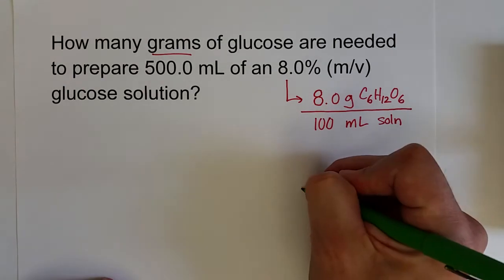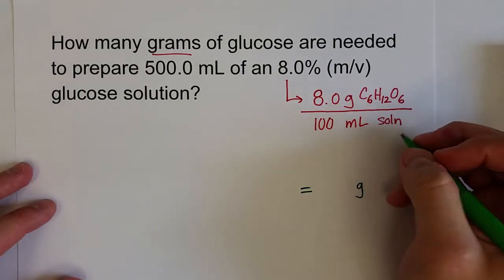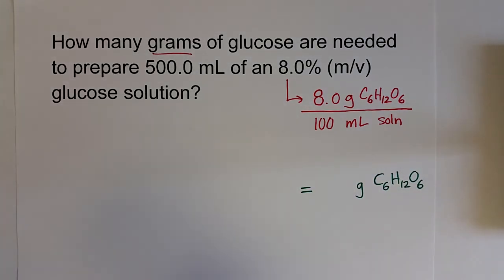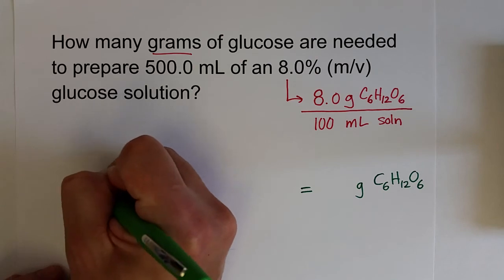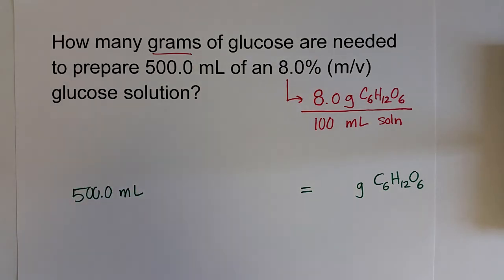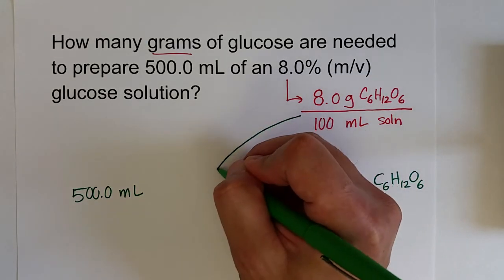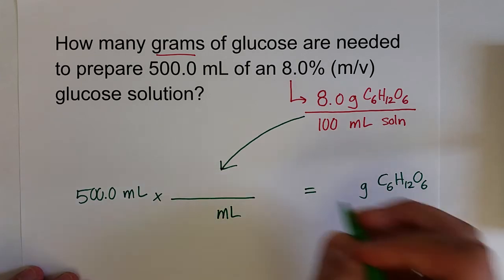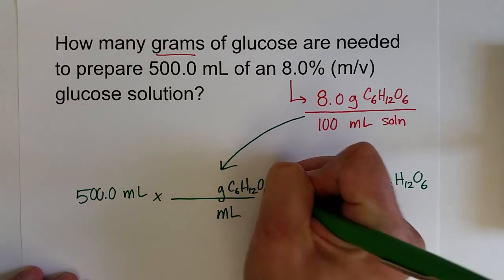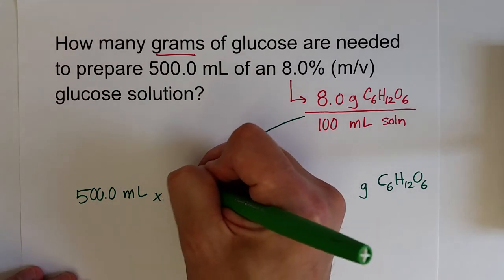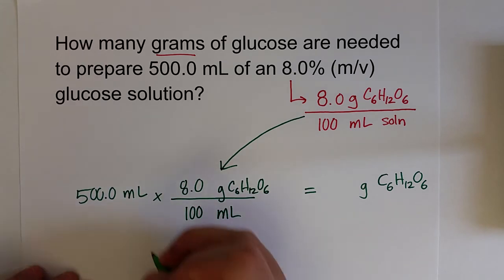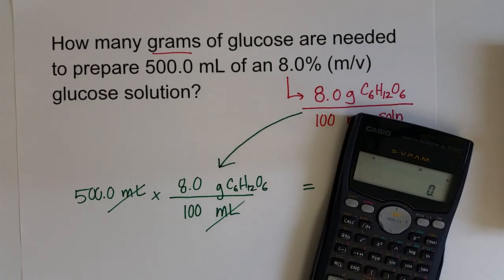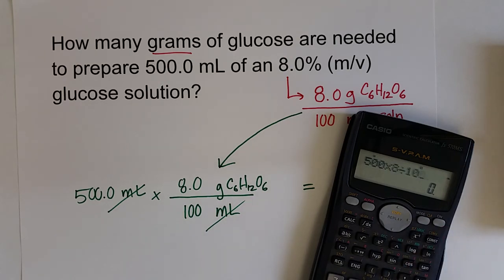I want to know how many grams of glucose I need to make this solution. So grams of glucose are going to be the units for my final answer. And then I want to know how many of those grams I need to dissolve in 500 milliliters. And we can see that this is going to be the exact conversion factor I need in this scenario. I want milliliters on bottom, grams of glucose on top, and in 100 milliliters, there are 8.0 grams of glucose. Milliliters cancel out, leaving me with grams. And so I'm ready to throw this into my calculator. 500 times 8 divided by 100 equals 40.